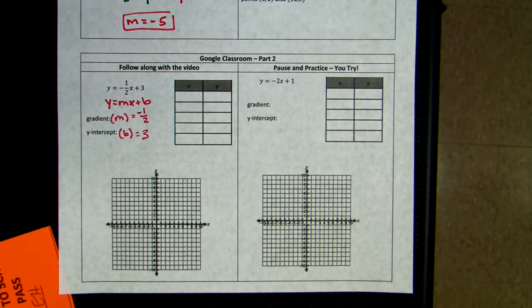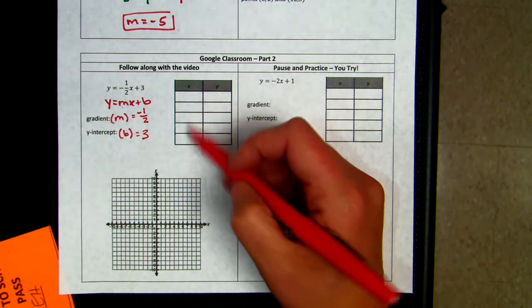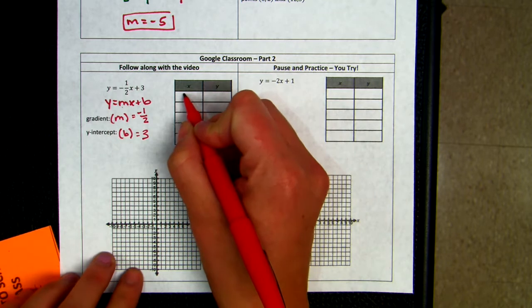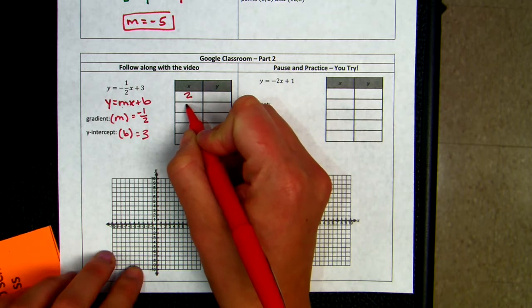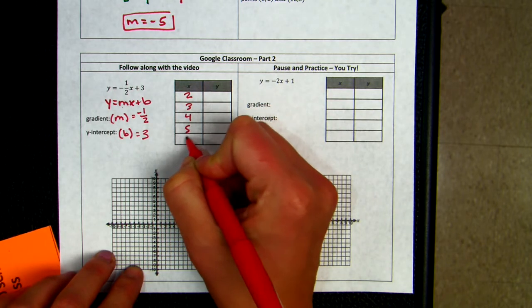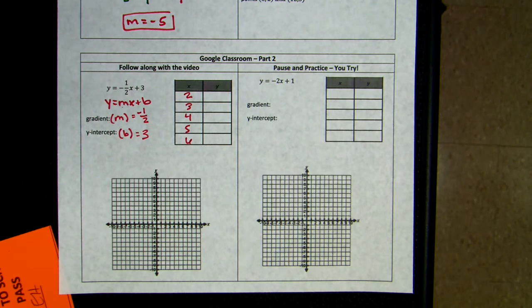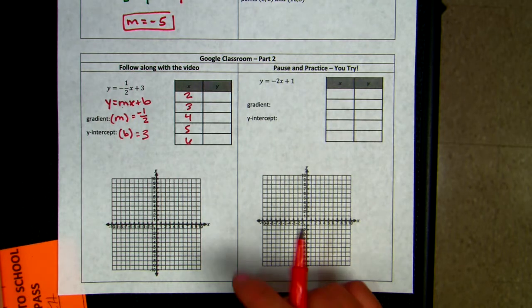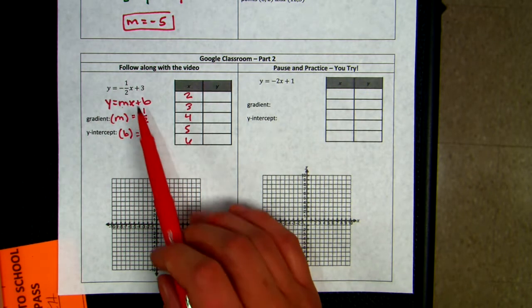From there, I can generate my table of values. You can pick any values you want for x. So this time, I'm going to pick 2, 3, 4, 5, and 6. Okay? Just because you can pick any values you want for x, it doesn't matter. So what I'm going to do here to generate my table of values, I'm going to show you how to do it on the calculator.